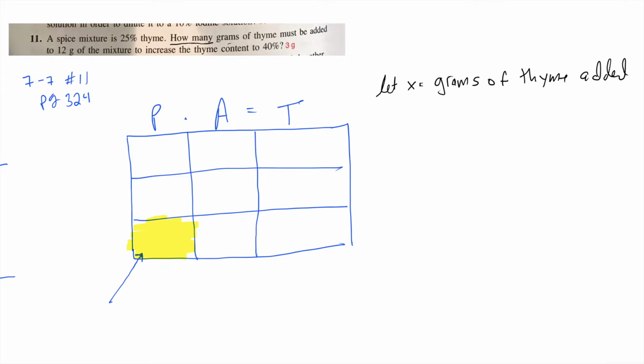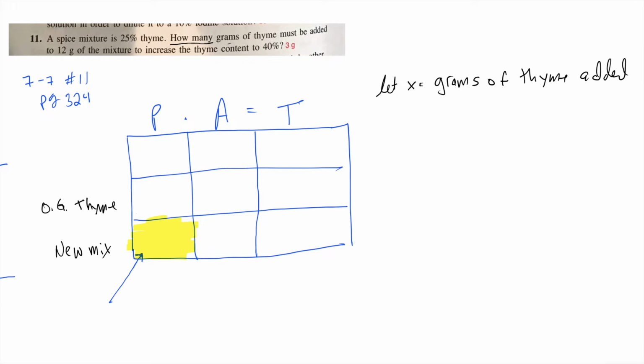Oh wait, so what do you put here? What do we put here? Down here. Okay, you mix. Yeah, so this one in the middle right here, I'll just call it OG thyme. Do you know what OG stands for? All right, so OG thyme. And what's the top one?